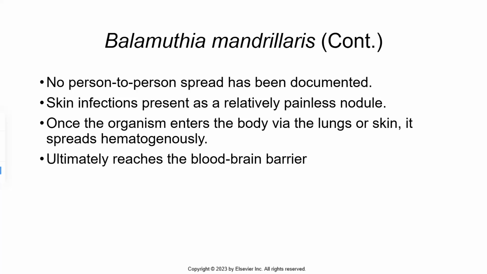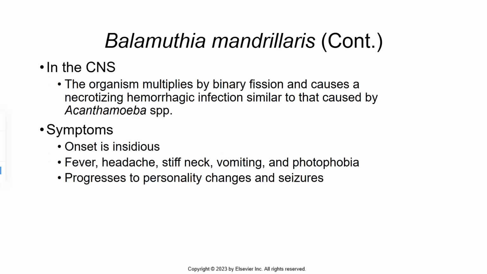Skin infections present as a relatively painless nodule. Once the organism enters the body via the lungs or skin, it spreads hematogenously, ultimately reaching the blood-brain barrier. In the CNS, the organism multiplies by binary fission and causes a necrotizing hemorrhagic infection similar to that caused by Acanthamoeba. Symptoms: onset is insidious, with fever, headache, stiff neck, vomiting, and photophobia. It progresses to personality changes and seizures.